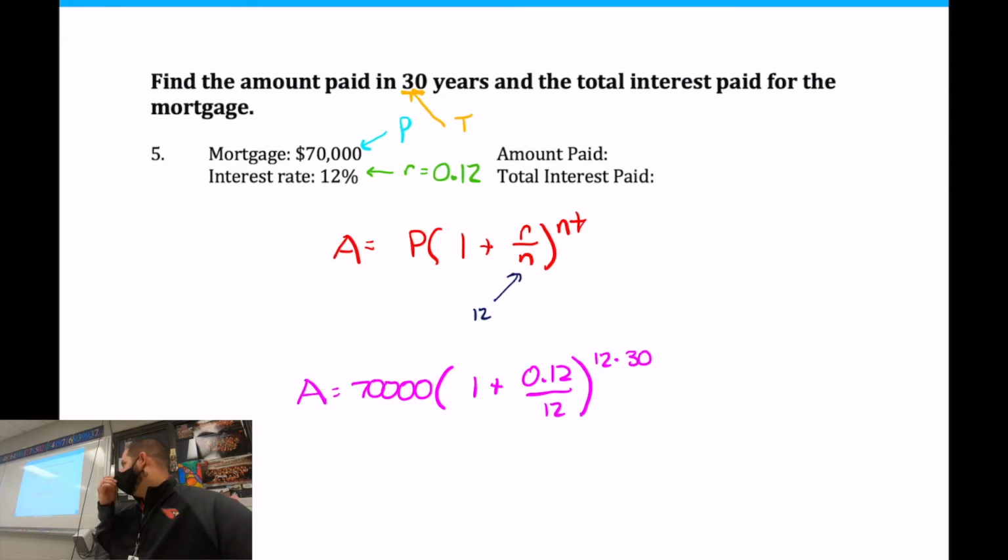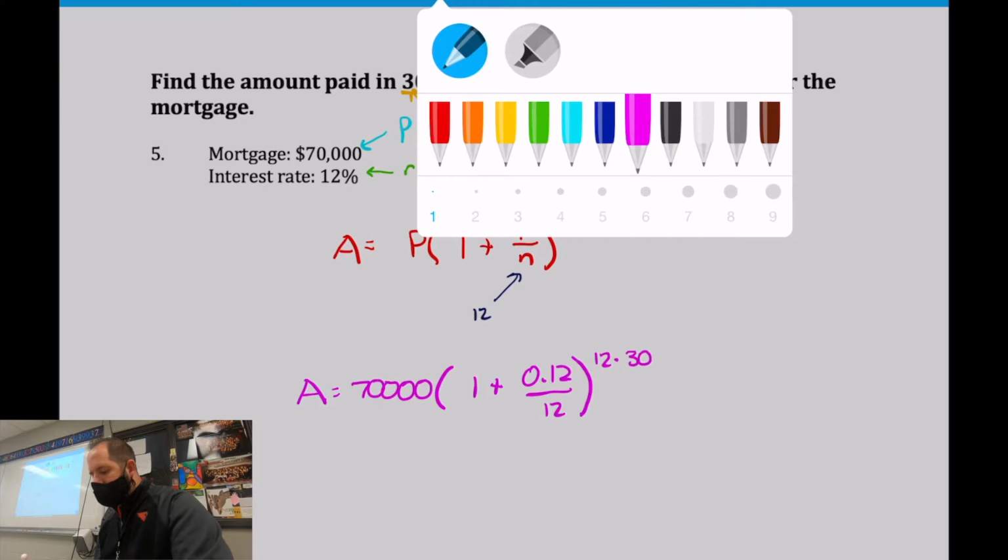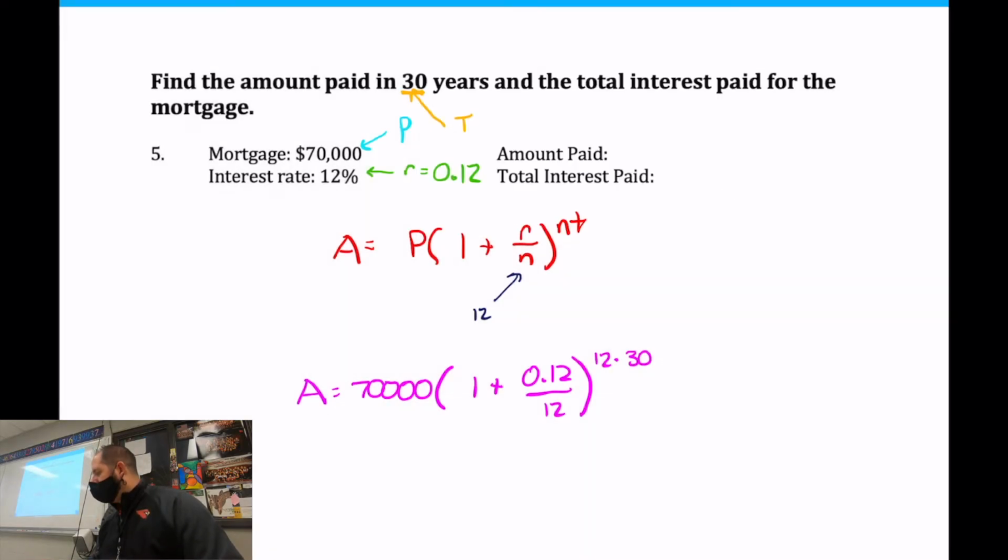So what I need to know first is what is 0.12 divided by 12? 0.01, a nice clean number. Questions on how I got that 0.01 number? 0.12 divided by 12. Okay, next. The power, 12 times 30. 360.